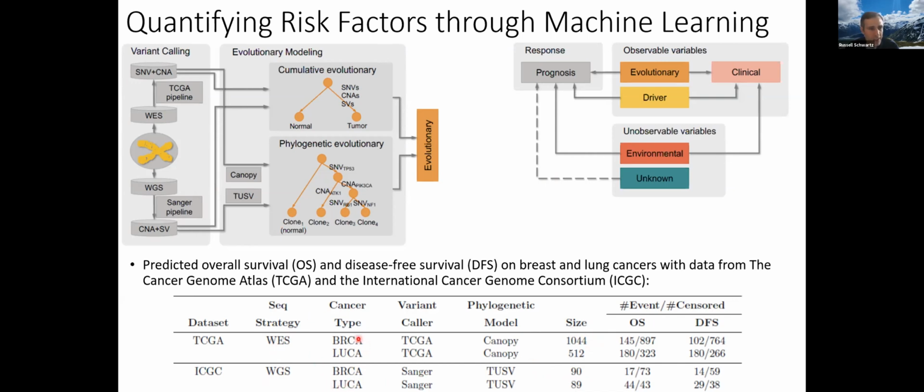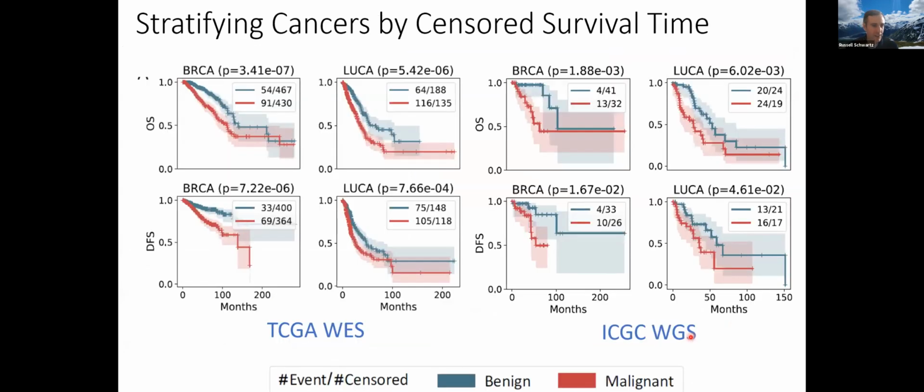We looked at two cancers in this study, breast and lung cancer. And we looked at two outcomes: overall survival, which means how long does a person survive after they've been diagnosed with the cancer, and disease-free survival, which is how long until they either pass away or have a recurrence of their tumor. And that gave us a number of different variations for asking this question.